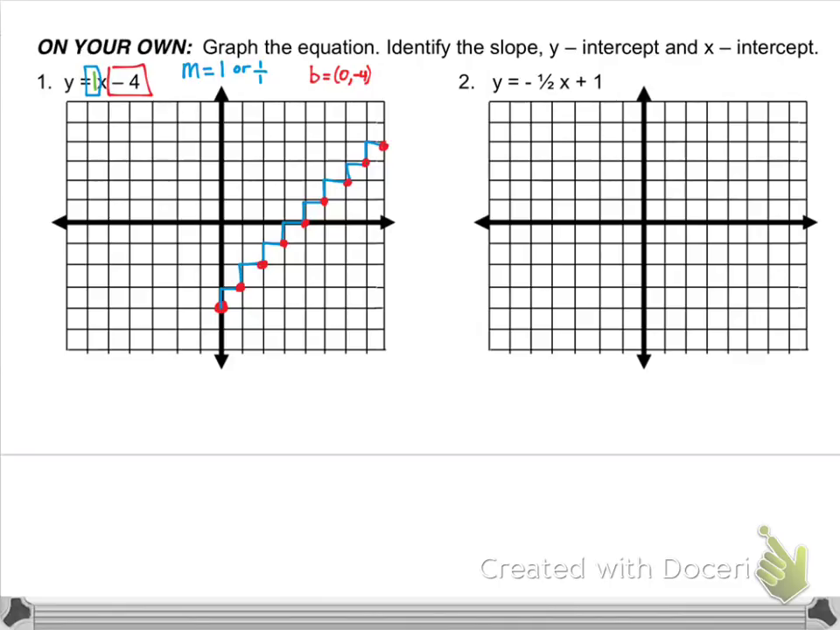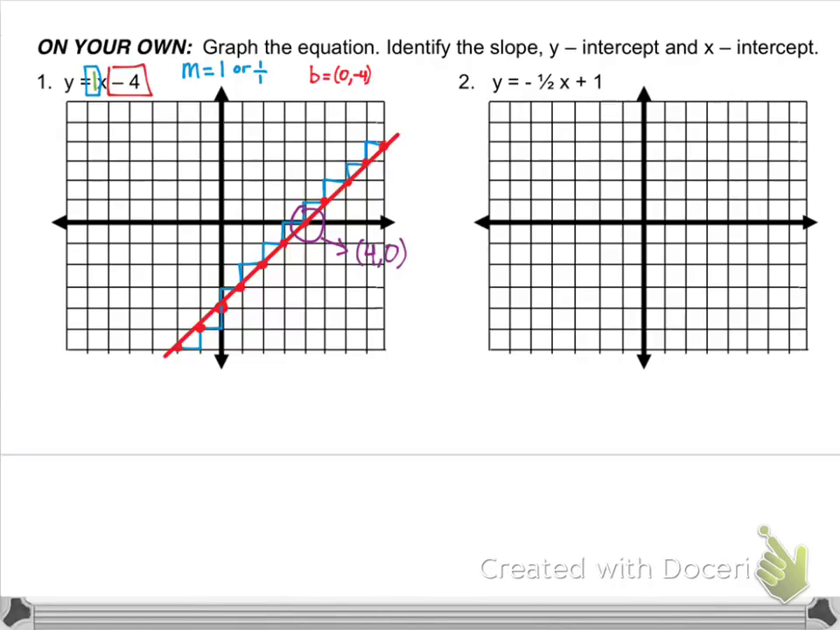Or even if you want to go the other way, I go down 1 to the left 1, down 1 to the left 1, down 1 to the left 1, there are some other coordinate points. And then I'm going to take my ruler and draw a nice straight line that cuts across there. There's my graph. My x-intercept, maybe I'll do that one in purple. The x-intercept is where it crosses the x-axis. That coordinate point is (4, 0). That's my x-intercept.